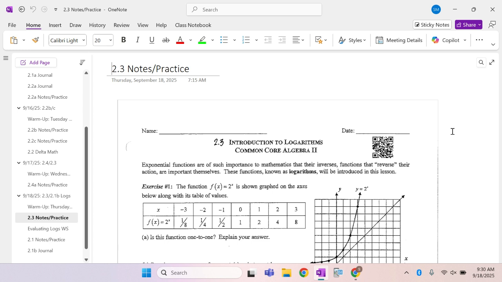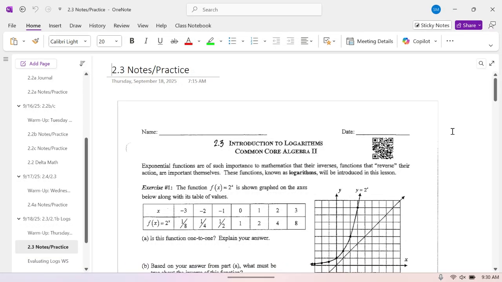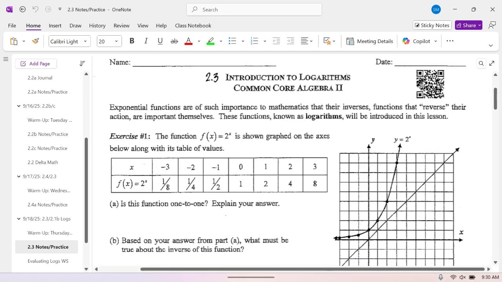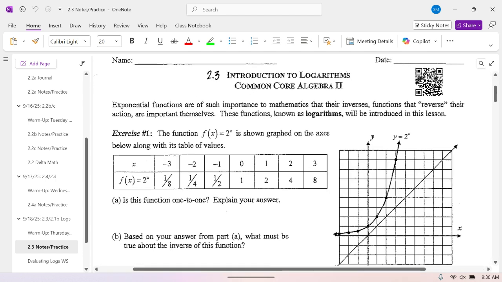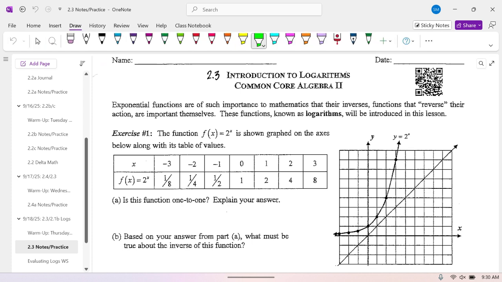So we're going to first look at how exponentials and logarithms connect, and then just some general things about converting between the two. And of course, the graphing of logarithms. All right. So, like I said, exponential functions are important in mathematics, and their inverses that reverse their action are important themselves, and that is logarithms. So logarithms are the inverses of exponentials.